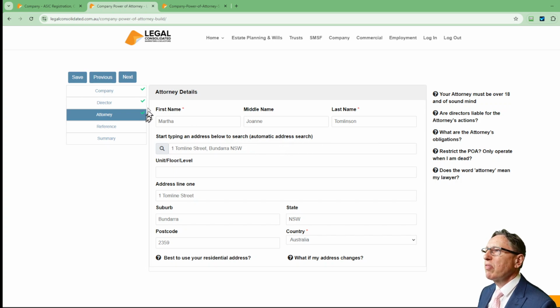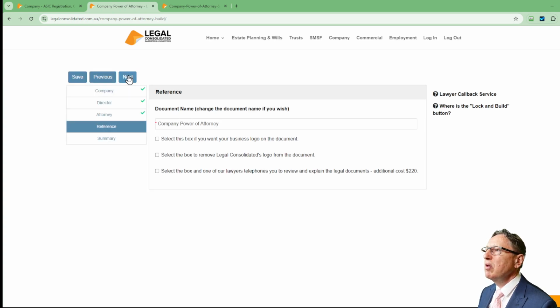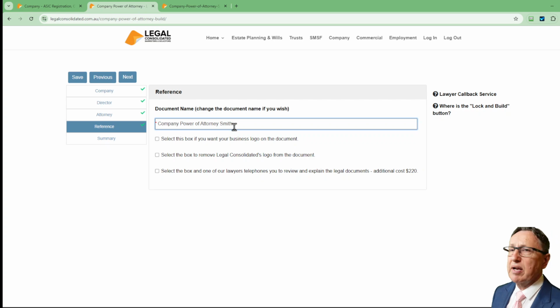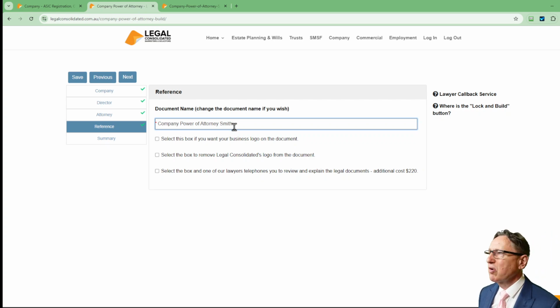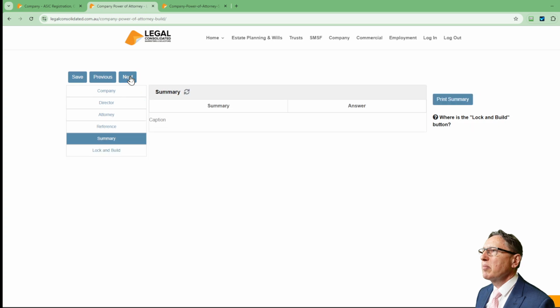So I've now got 3 ticks. I'm doing well, and I'm now going to reference. I'm happy with the name of the document being company power of attorney. I might call it Smith. Some accountants, lawyers, financial advisors might have hundreds of documents they built on our website. And I'm going to go to summary.